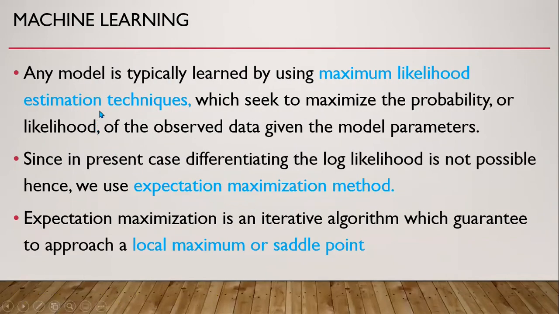So any machine learning model is typically learned by using the maximum likelihood estimation technique, which seeks to maximize the probability or likelihood of observed data given the model parameters. Since in the present case, differentiating the log likelihood is not possible, hence we use the expectation maximization method. Expectation maximization is an iterative algorithm which is guaranteed to approach a local maximum or a saddle point.